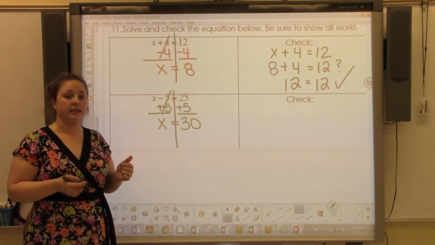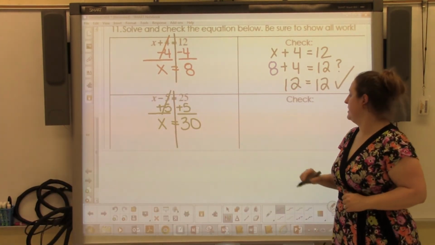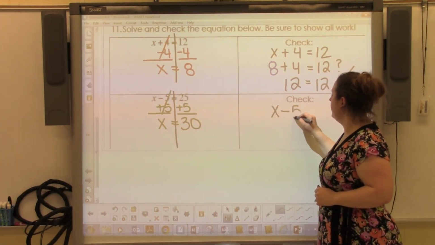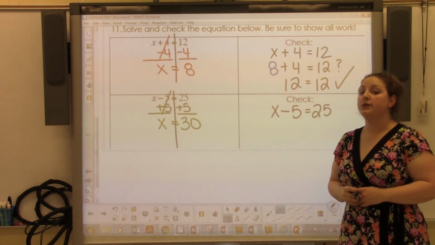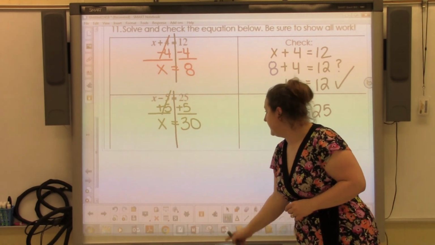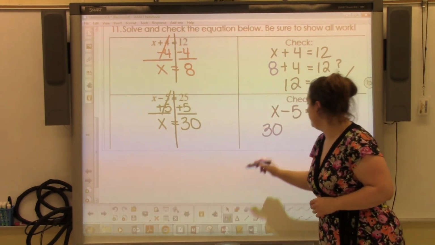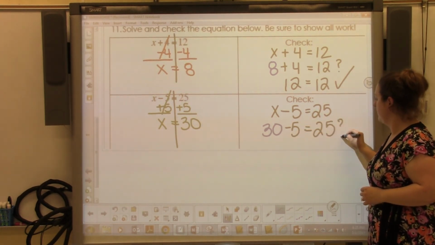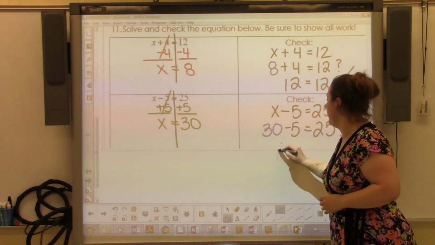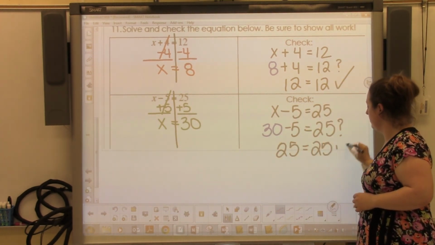But we need to check our answer. Again, we start with the original equation: x minus 5 is equal to 25. And again, we're going to substitute. So we'll replace x with the 30 that we think it's equal to. 30 minus 5, hopefully that gives us 25. And sure enough, 30 minus 5 is 25, and 25, sure enough, is equal to itself.